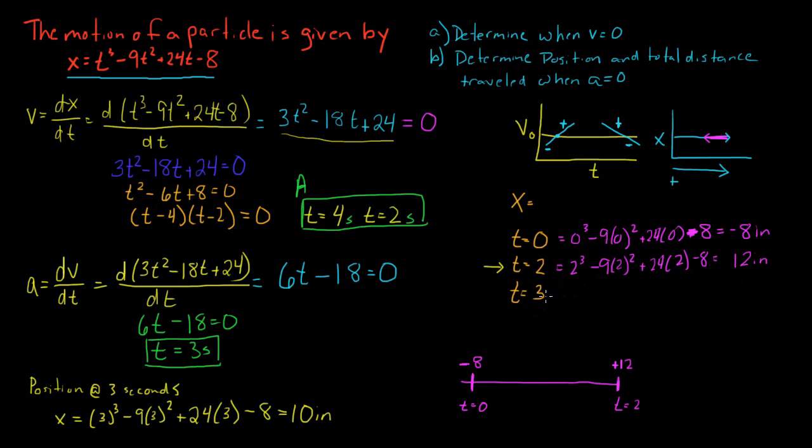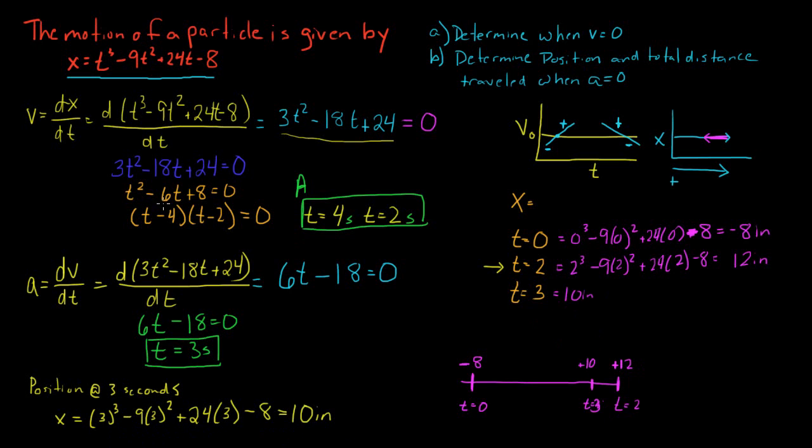Now at time equals 3, we already figured this out, we have 10 inches. So this is equal to 10 inches. And we get this number, we figured it out right here. So at time equals 3, we have a positive 10 inches.